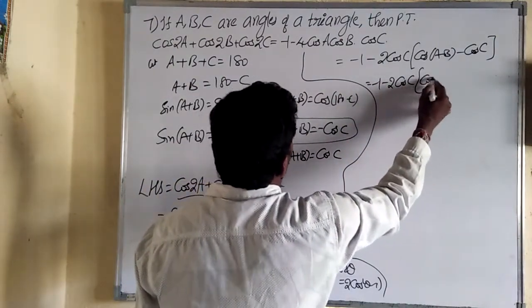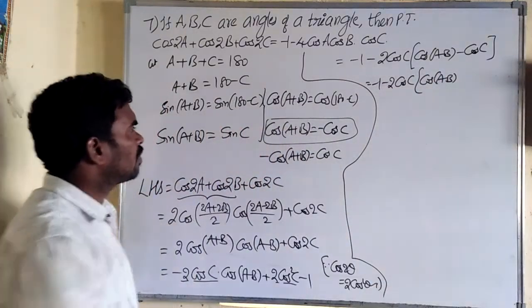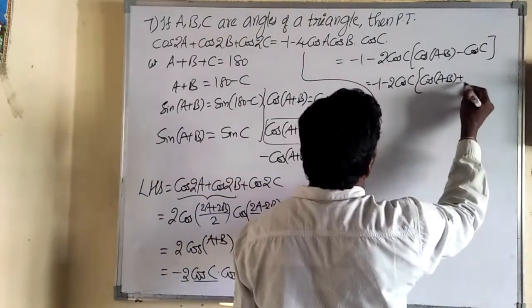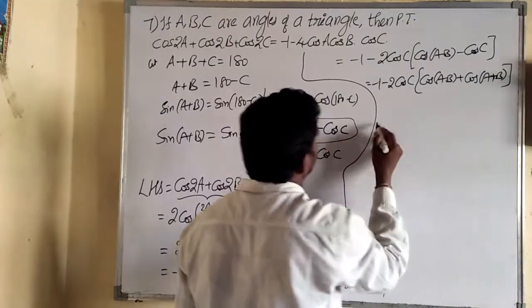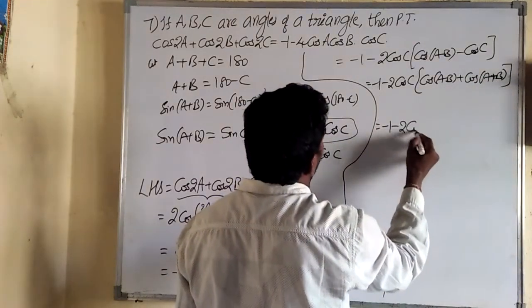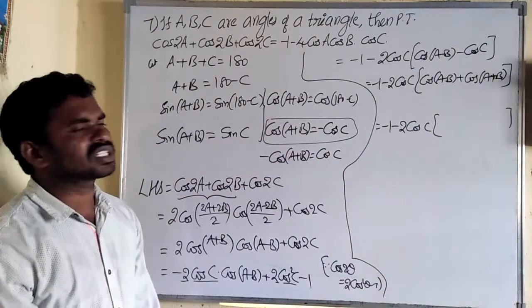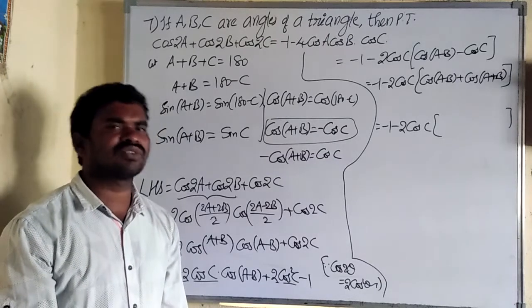Almost all we have reached the solution. So minus cos c means what? Cos of a plus b. So instead of minus cos c, we can write plus cos of a plus b. So which is called minus 1 minus 2 cos c into, what do you mean by cos of a minus b plus cos of a plus b? The formula will be, if you don't know also we can write there.